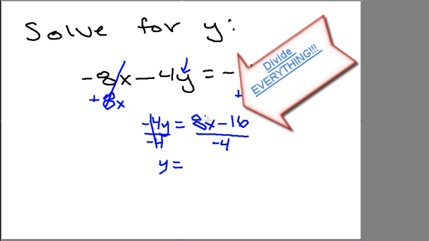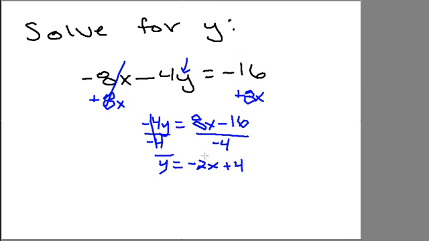Now I'm going to take 8 and divide it by negative 4, which is going to give me a negative 2. And that 8 had an x with it, so I still have to bring that down. Then I have negative 16 divided by a negative 4. Two negatives make a positive, so I know my answer is going to be positive, so I'm going to put plus. 16 divided by 4 leaves me with 4. So now I have y all by itself. This is how I solved for y, and that's my answer.